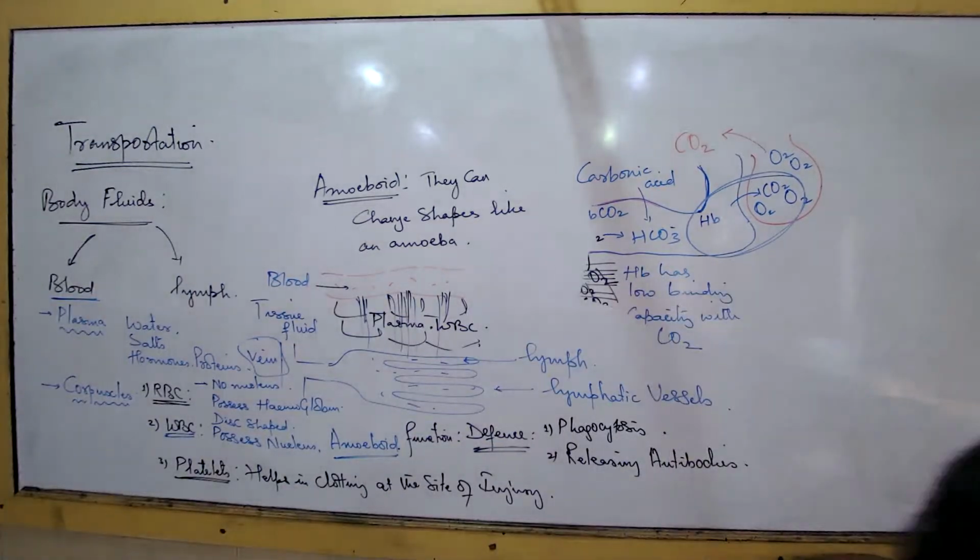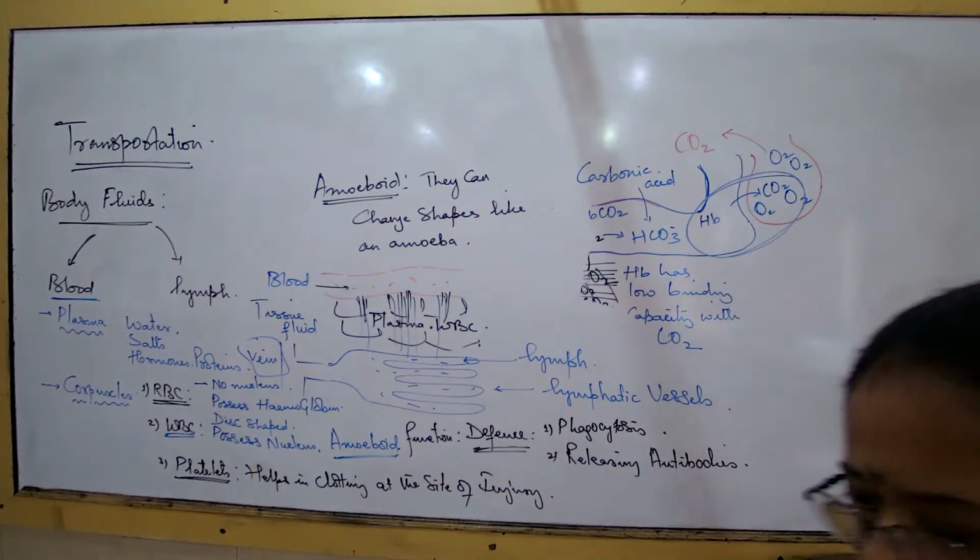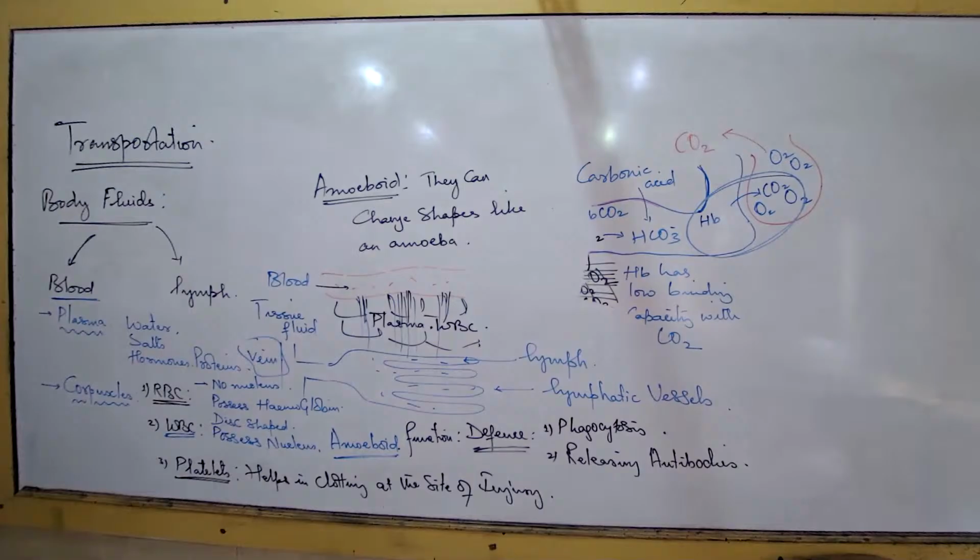Write on the next part of the chapter head. Write on the head: Transportation, we have already started. The first difference, you make a table very fast. Let us complete with this. Difference between blood and lymph. Write it.